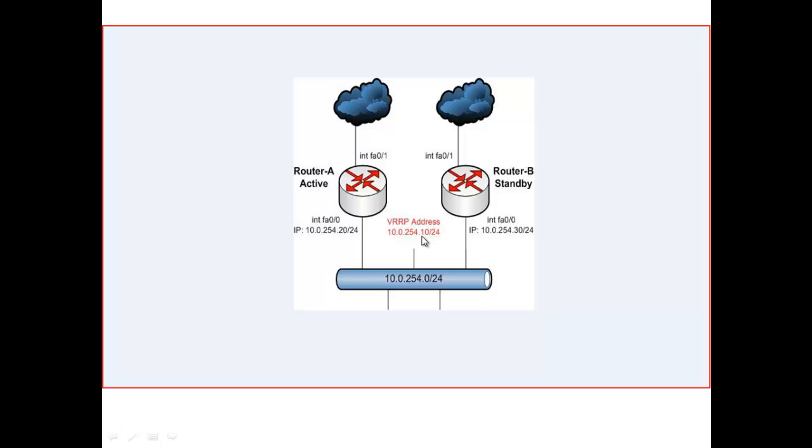So instead of a host having 2 gateways, say .20 and .30, it only connects to the VRRP address, which is .10. And in any case, if router A fails, router B will take over as the master router, and still there will not be any internet loss because the failover time is always very rapid, in milliseconds. So this helps the network to keep on being connected to the ISP, or the internet service provider, without any downtime.